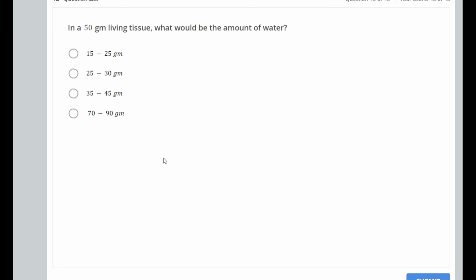Last question of this second part of Unit 5. In a 50-gram living tissue, what would be the amount of water? 15 to 25 grams, 25 to 30 grams, 35 to 45 grams, 70 to 90 grams. The right option is 35 to 45 grams. Option C is the right one.